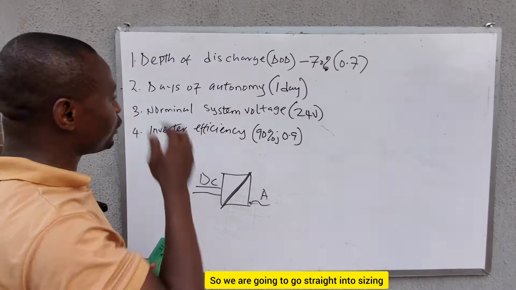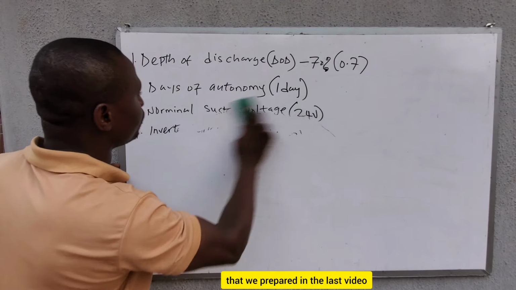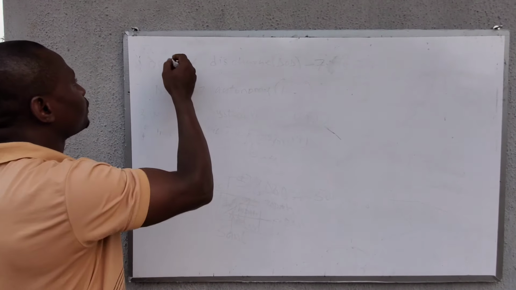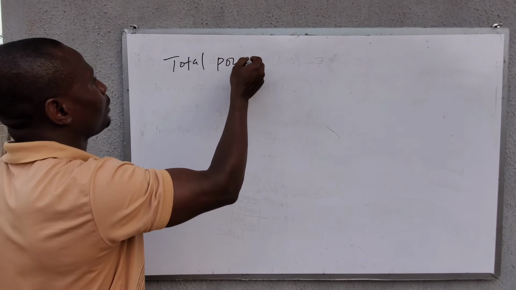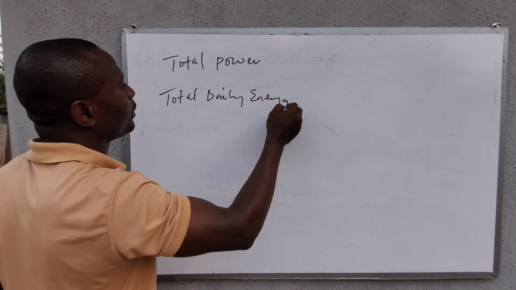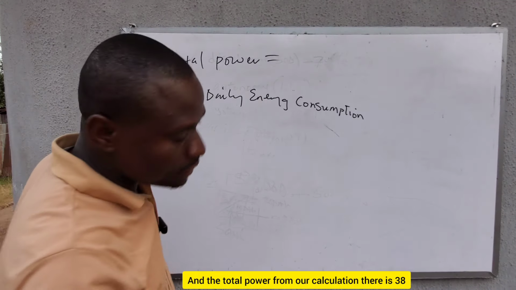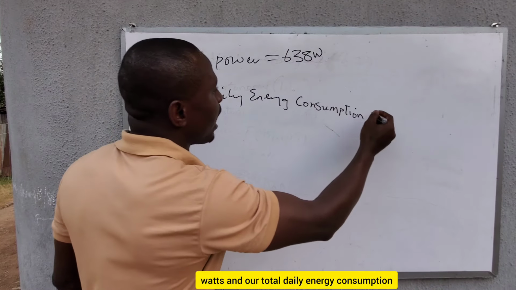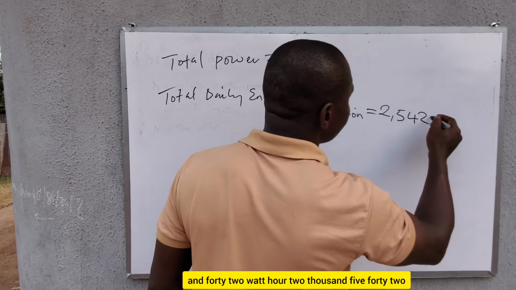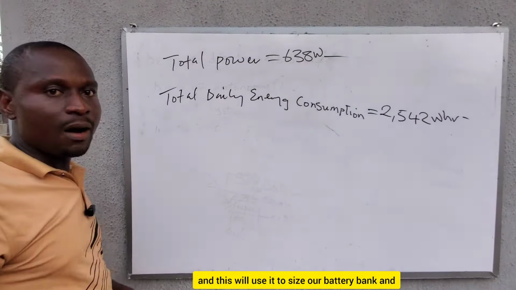So these are the factors we need to take into consideration when sizing our battery bank. We are going to go straight into sizing the battery bank for the load analysis table that we prepared in the last video. From the load analysis table, we have two parameters: the total power and the total daily energy consumption. The total power from our calculation is 638 watts, and our total daily energy consumption is 2,542 watt hour. We'll use the power to size the inverter, and the energy to size our battery bank and solar panels.